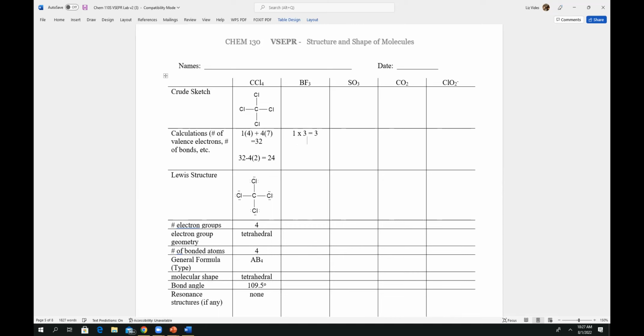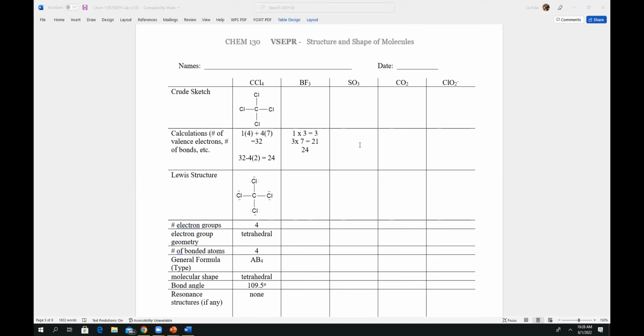And then we got, who is next? Fluorine. So there are 3 fluorines times 7, because it's in group 7. That equals 21. That gives me a total of 24, right?